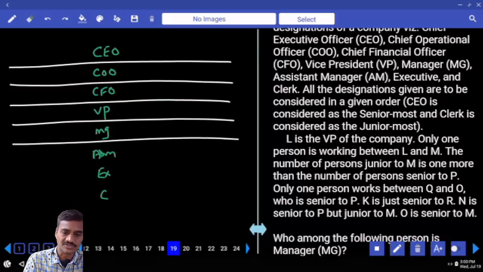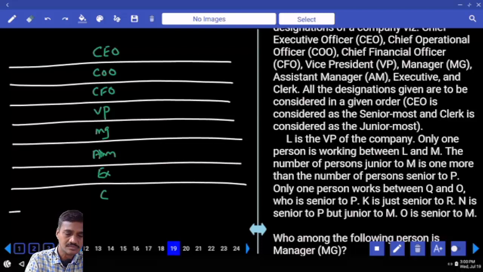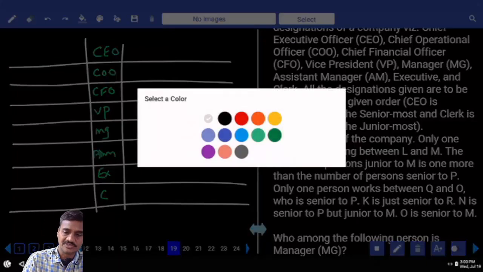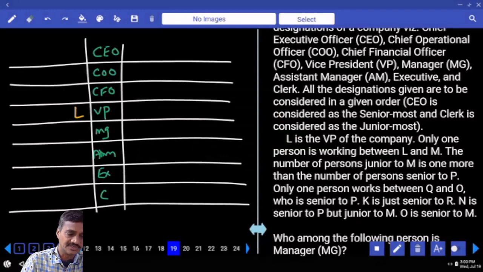Then coming to condition number 1. L is the Vice President of the company. Now L, the Vice President of the company, is here, isn't it? The next one, only one person between L and M. One person between L and M. M can be Assistant Manager or COO.